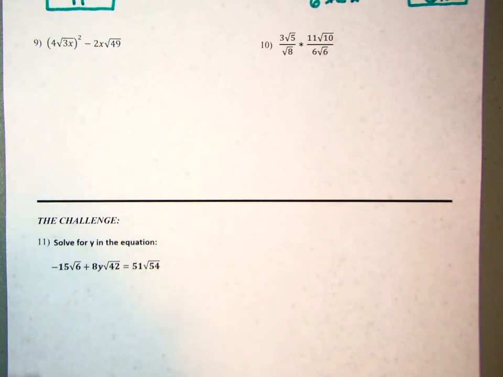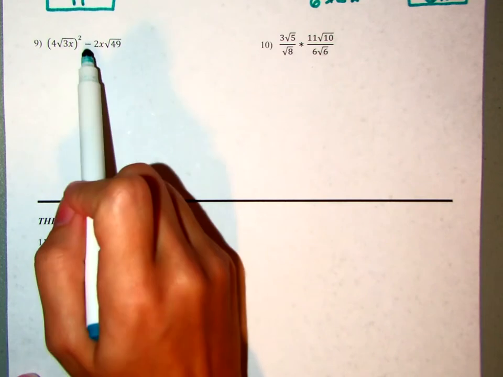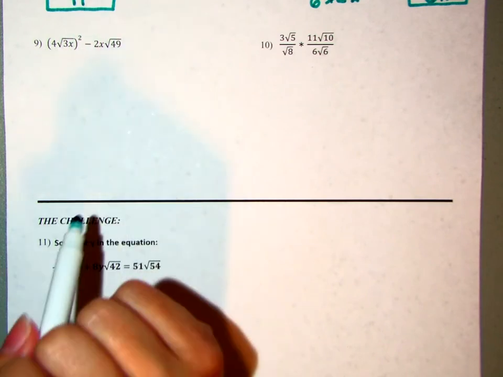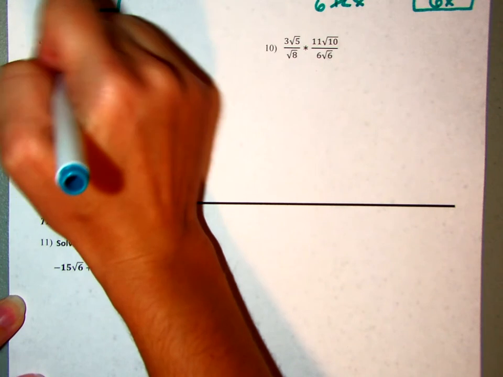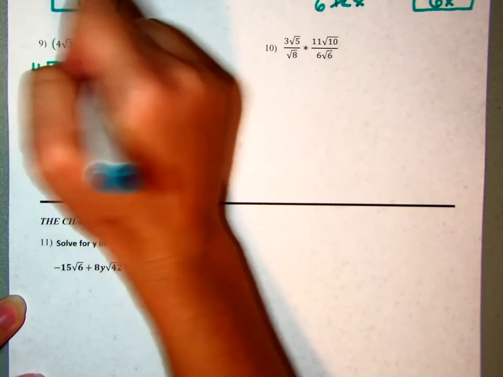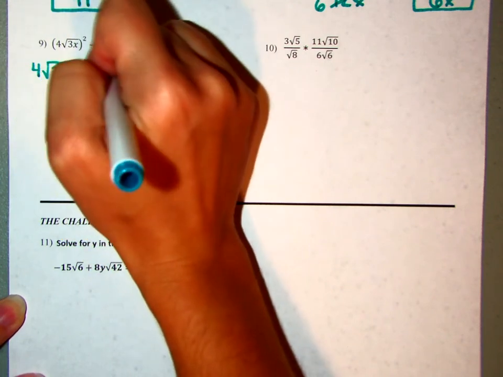This is numbers 9 and 10 on a radical review, and so we're still simplifying here, but now we have to pay attention a little bit to the order of operations. When we look at this here, I see subtraction, I see an exponent. In order of operations, we should take care of the exponent first. So let's go ahead and expand this to 4 square root of 3x times 4 square root of 3x.